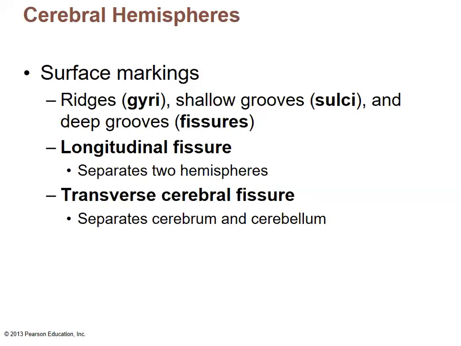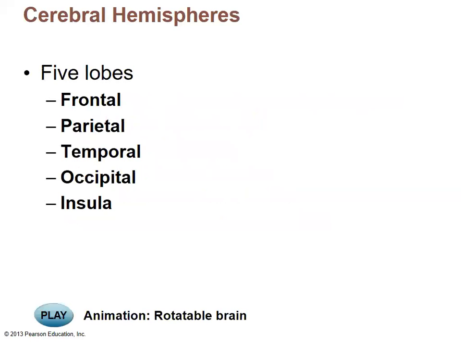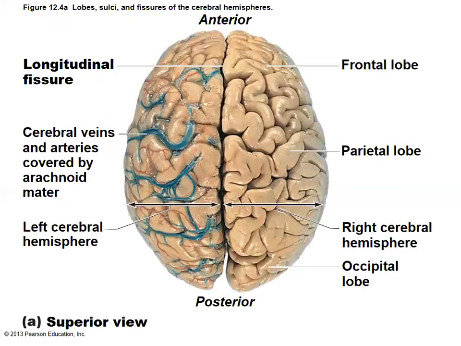All right, moving down to B, where it says longitudinal fissure. Your longitudinal fissure separates the 2 hemispheres. And then your transverse fissure actually separates the cerebrum from the cerebellum. So let me go to this diagram.